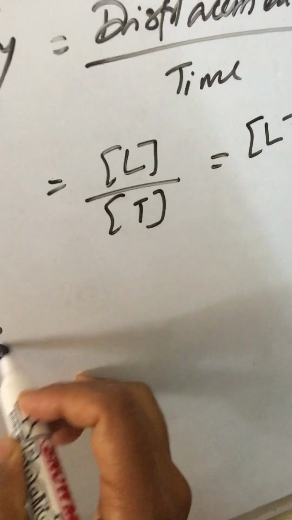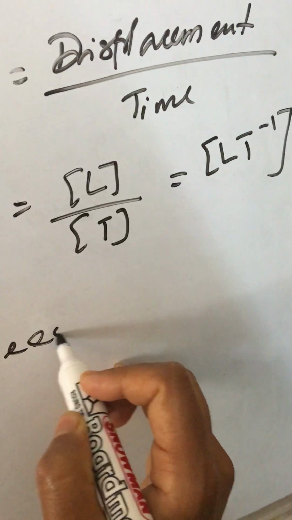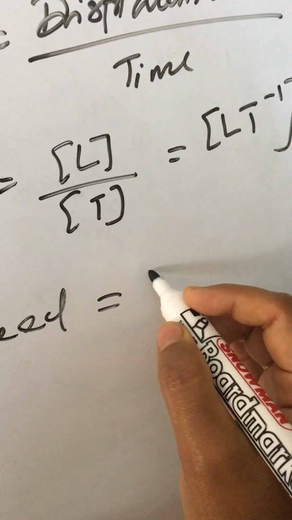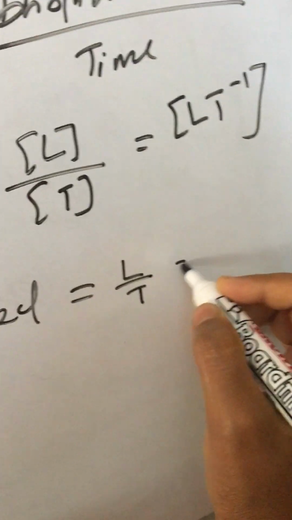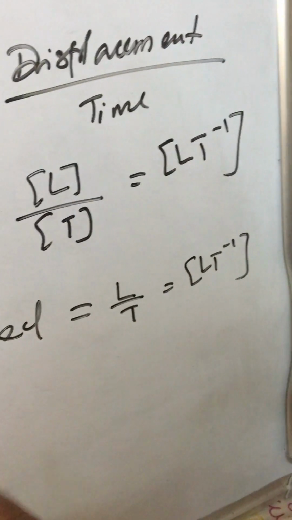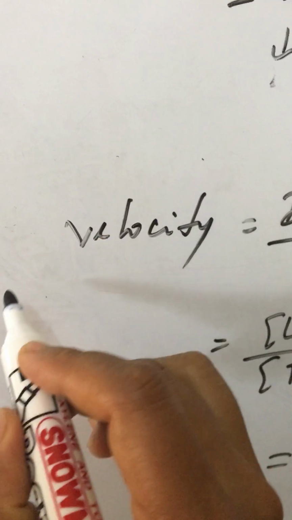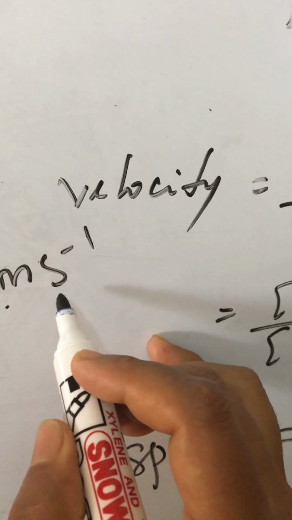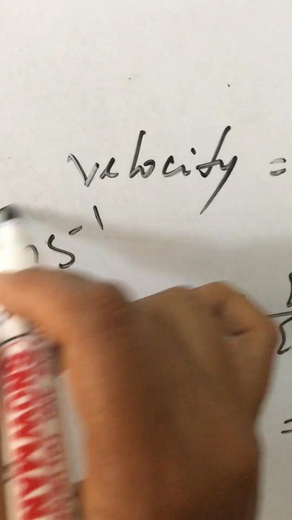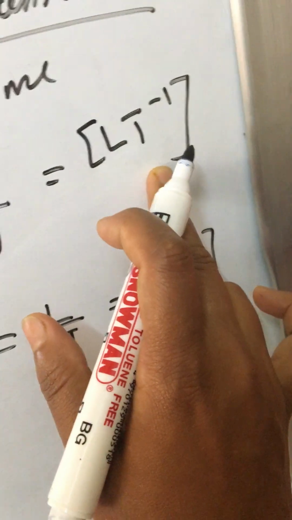Similarly, everywhere you need to know the speed. Speed is what? Distance by time. Distance is L, time is T. So this is L t to the power minus 1, right? In other words, velocity, what is the unit in SI? Meter per second, right? Meter is length, per second is time inverse. So if you know the unit, from there also you can find out the dimension.